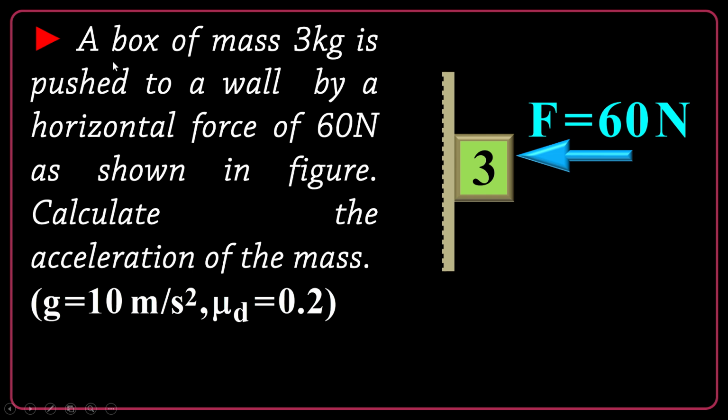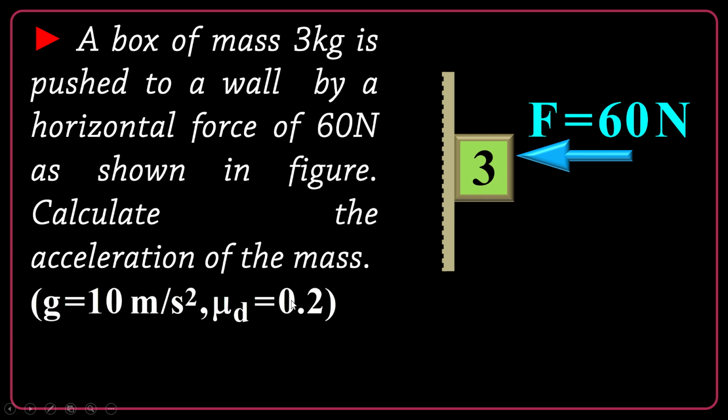Another example. A box of mass 3 kg is pushed to a wall by a horizontal force of 60 Newton, as shown in the figure. You see, there is a horizontal force of 60 Newton holding the object on the wall. Anyway, calculate the acceleration of the mass. How can we find the acceleration? First of all, keep in mind that the wall is strong enough to hold the object. So in the horizontal direction, the object will not accelerate. Maybe the acceleration is vertical.